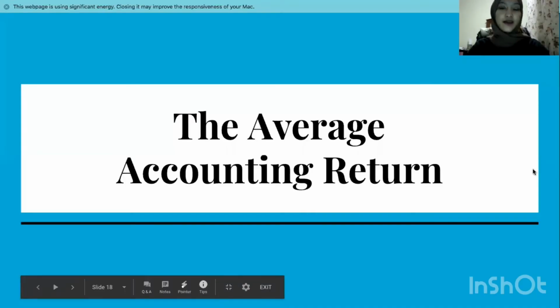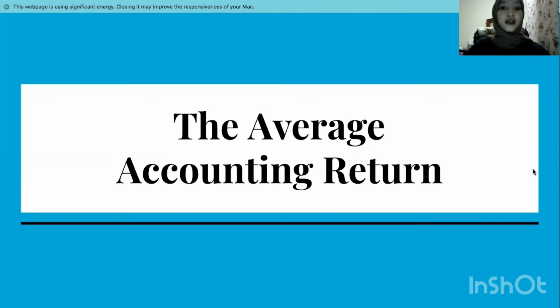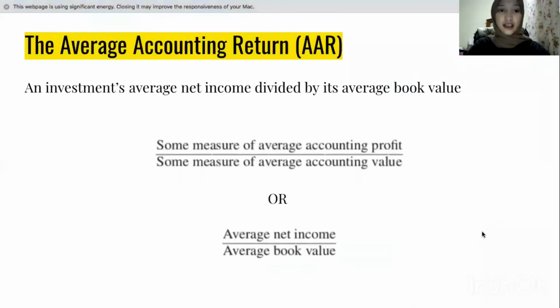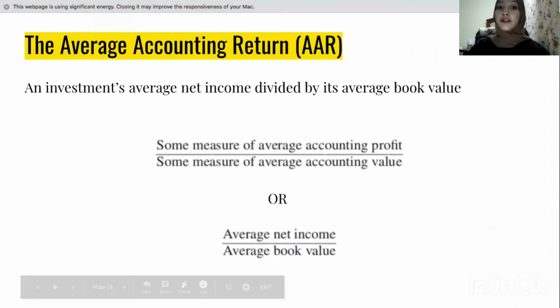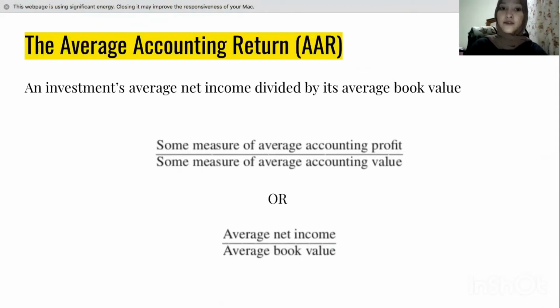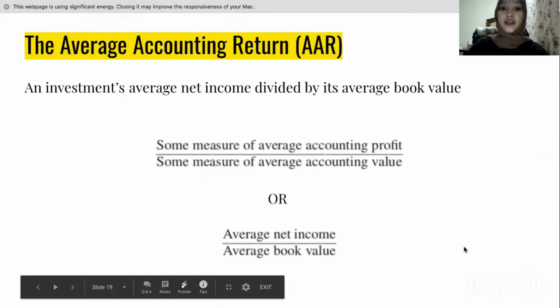Hi everyone, I'm Dita and I will explain about the average accounting return. So what is it? It is an investment's average net income divided by its average book value. Some people define this as some measure of average accounting profit divided by some measure of average accounting value. But we will use the other one: average net income divided by average book value.